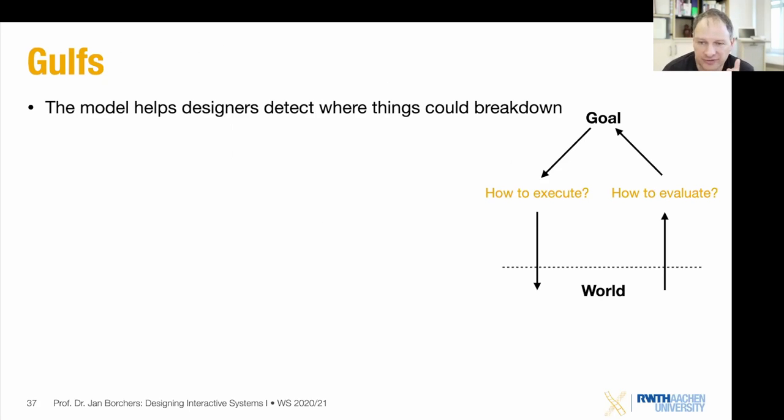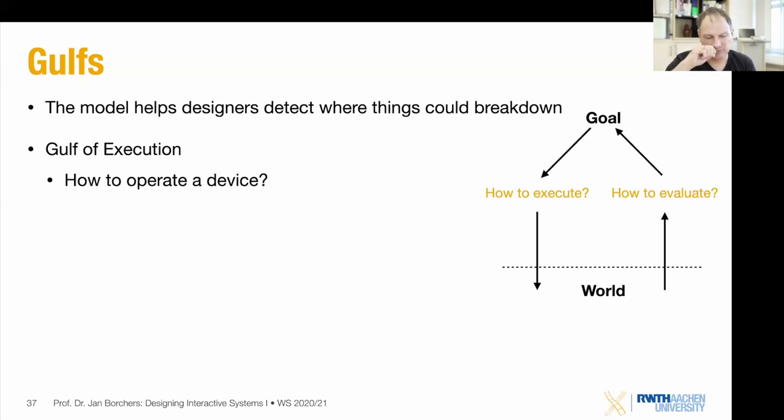The 7 stages of action are nice, but the real value of it comes from when we understand how things break down. And this is really interesting because you will understand different kinds of usability problems and how to distinguish them. It helps you to design new interfaces and interactions by just rethinking these breakdowns. And we call these breakdowns gulfs. Gulfs of execution and gulfs of evaluation.